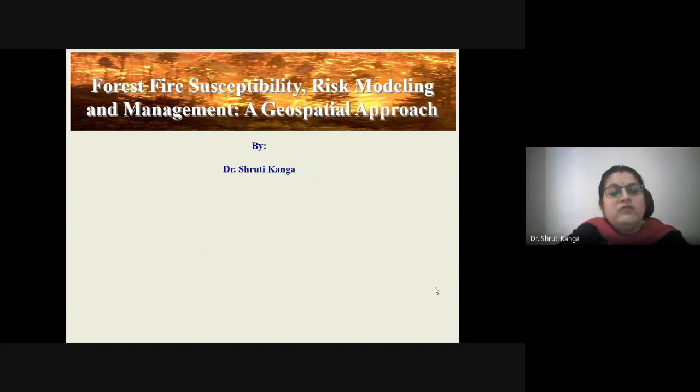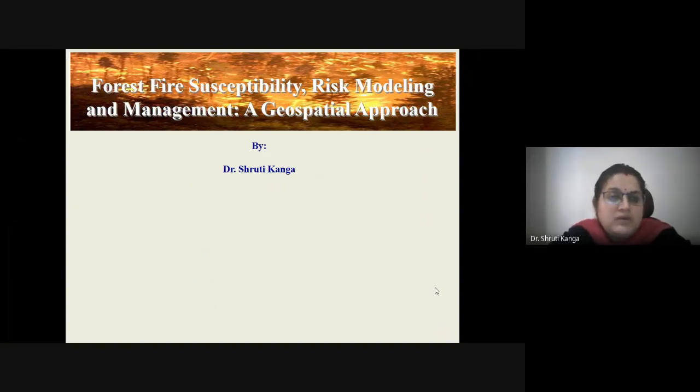Now we have different types of forest disasters, and how we go for different types of susceptibility modeling, risk modeling and management using these geospatial approaches. The first type of hazard, or you can say disaster or damage to the forest, is because of forest fires, especially in the Himalayan areas where we have lots of forest losses.